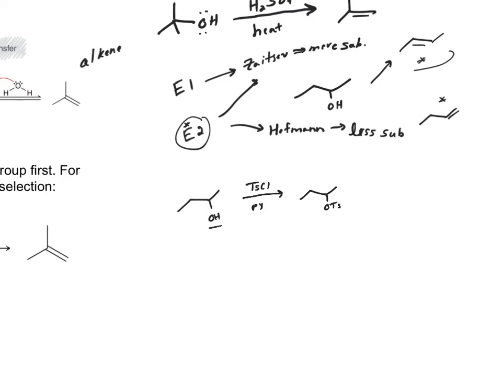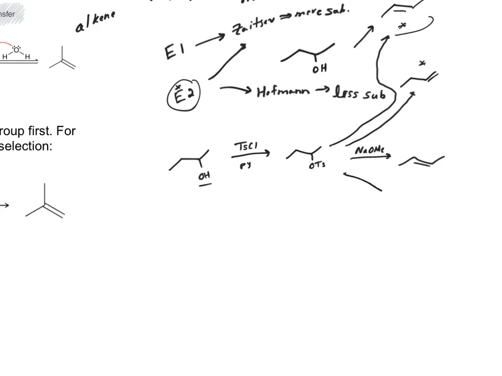Now, to control whether we want the Hofmann or the Zaitsev product, we're going to do that by controlling which base we use, right? So if we use a strong non-sterically hindered base, something like sodium methoxide, that will give us the Zaitsev product, the more substituted alkene. But if we wanted the Hofmann product instead, my figures are getting pretty bad, which is the least substituted, then we'd want to use a sterically hindered base. So this would be something like tert-butoxide. All right, so you have to consider that.